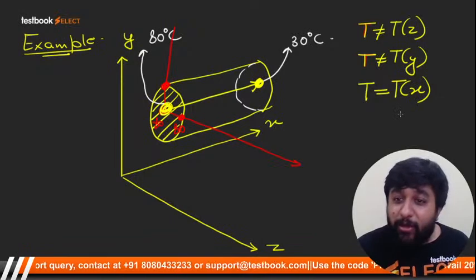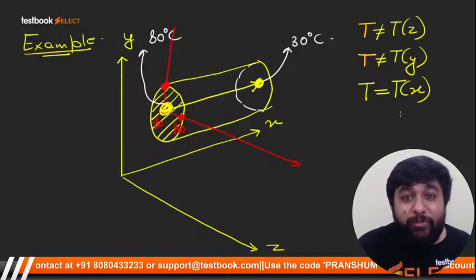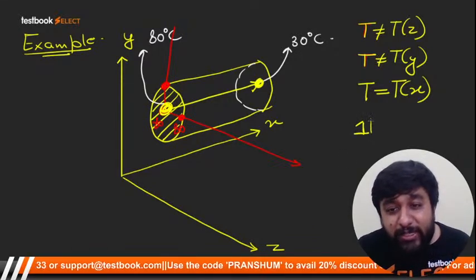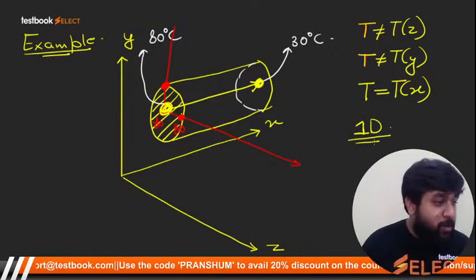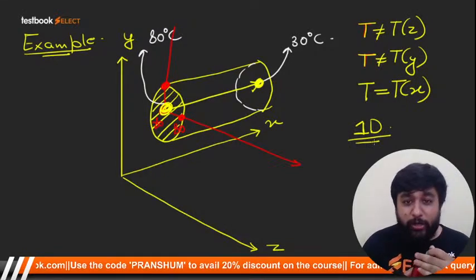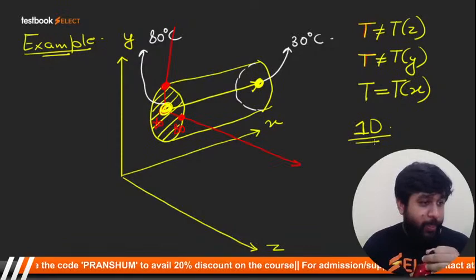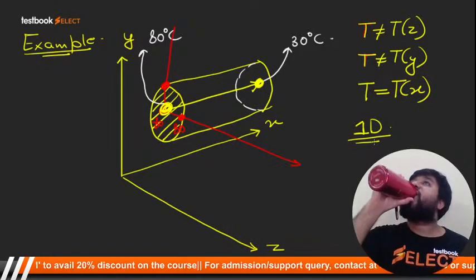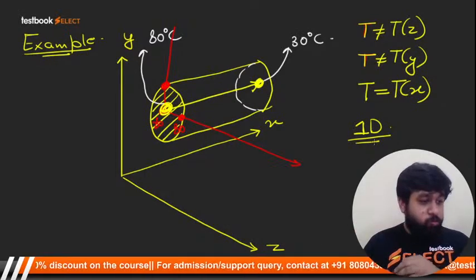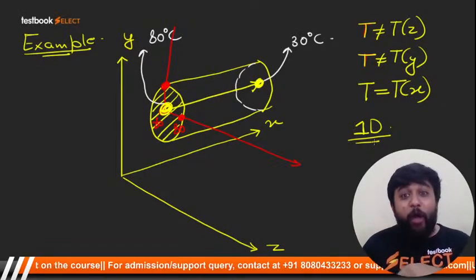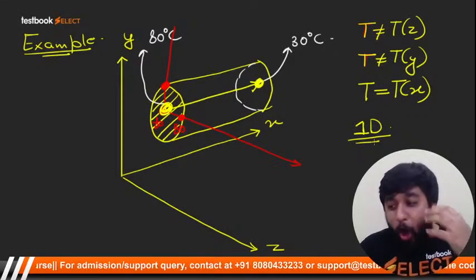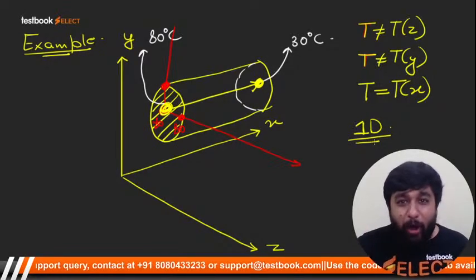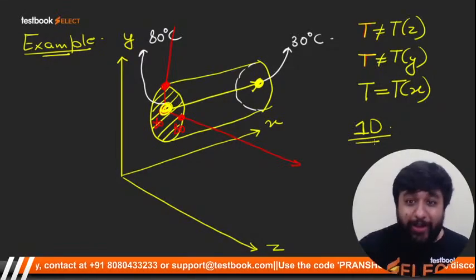So what is happening? Temperature is a function of only one space coordinate. So you will say this is a 1D system. Correct or not? Yes or no? Uniform along, not about, along. When we say about, it means rotation, around. About means around. Along, right?